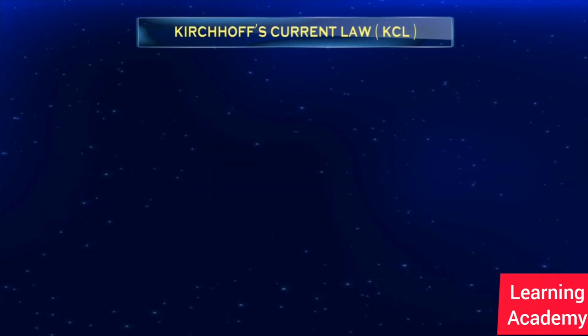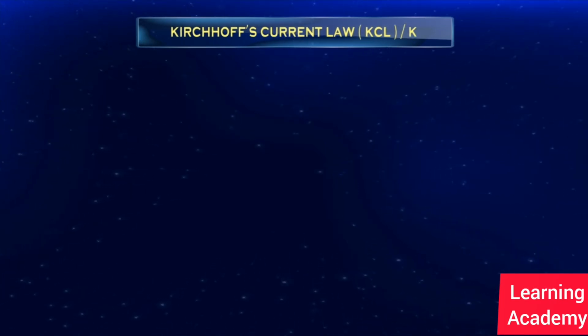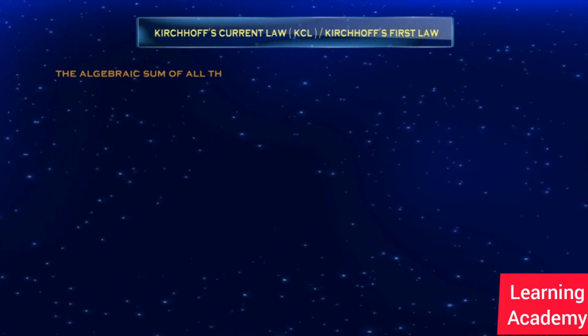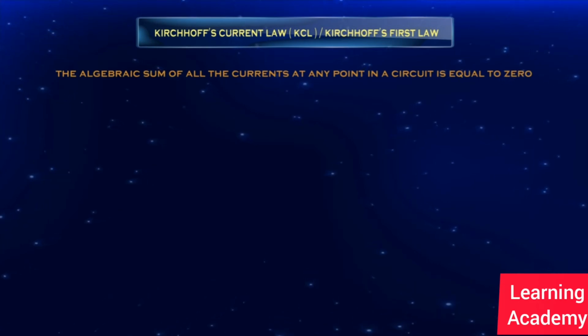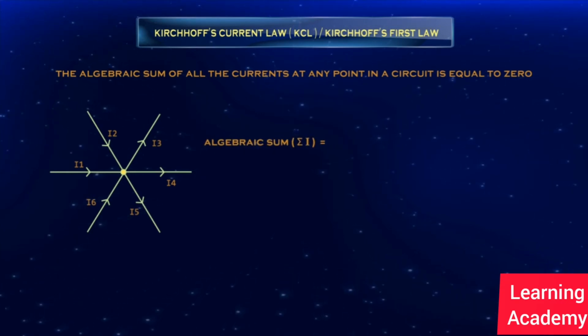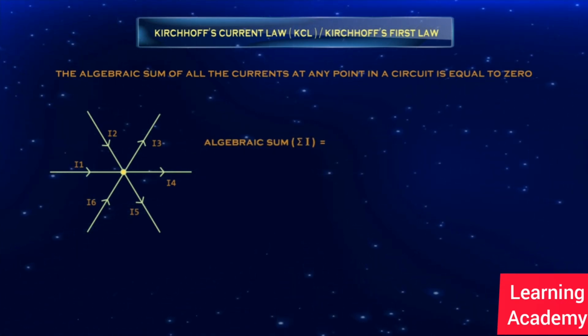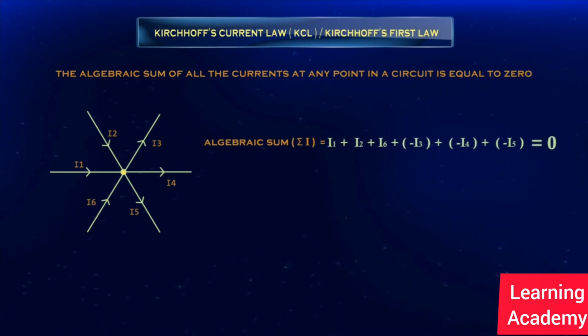Let us discuss what Kirchhoff's current law is and how it is applicable to circuits. It is also called Kirchhoff's first law. It states that the algebraic sum of all the currents at any point in a circuit is equal to 0. To understand this, let us consider an example. Here, the algebraic sum of currents is equal to 0. That is, the algebraic sum of all currents around the point is equal to 0.